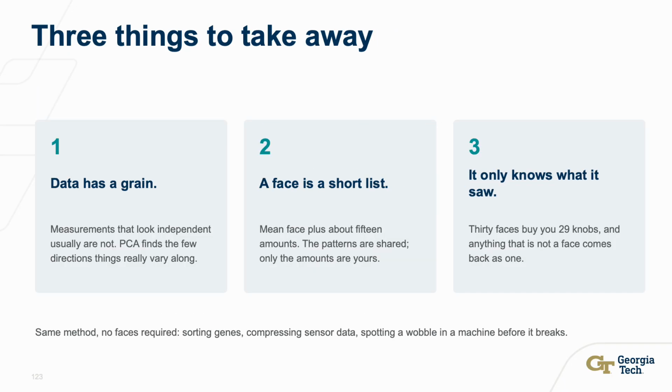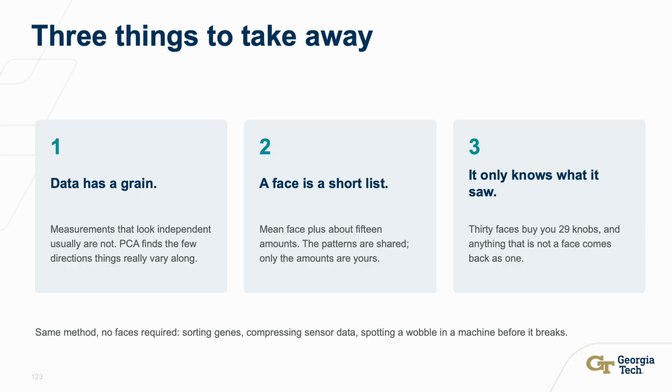Three things to take away. One, data has a grain. Measurements that look independent usually are not. Height and arm span, two adjacent pixels, or two sensor channels on a tool. PCA finds the few directions that data actually varies along. Two, a face is a short list, a mean face plus about 15 amounts. The patterns are shared by everybody, only the amounts are yours. Three, it only knows what it saw. 30 faces buy you 29 knobs, and anything that is not a face comes back as one.